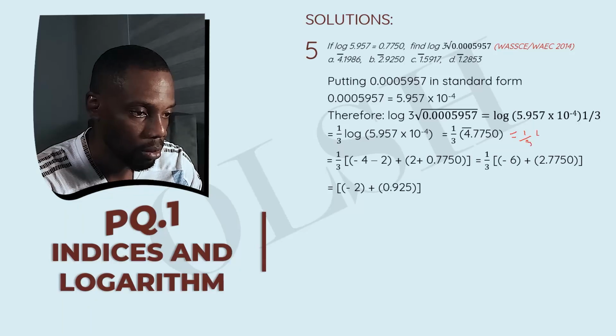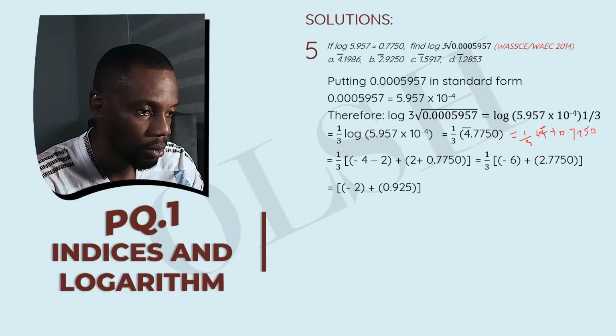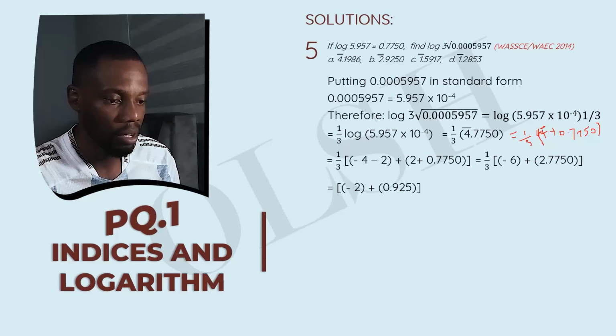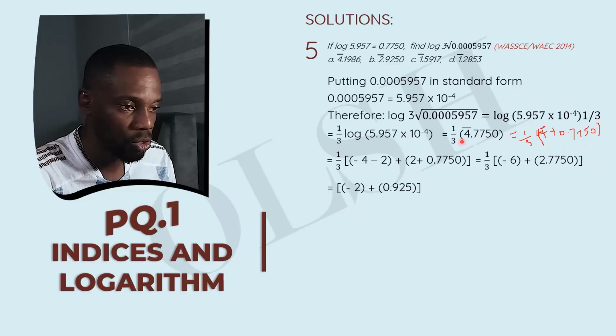All right, brackets, bar 4 plus 0.7750. Okay, so this is a bracket. So we're going to split this into something like this: 1 over 3, bar 4 plus 0.7750, which is the same as this. If you sum them together, you're going to have bar 4.7750.